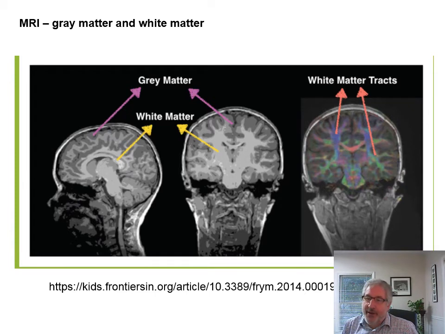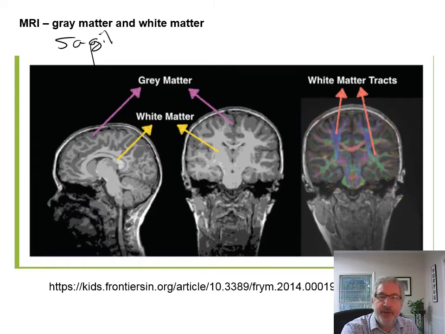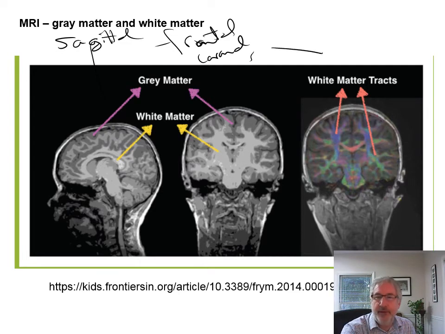And you can also see gray matter and white matter on an MRI. I thought it'd be interesting for the radiology people to see. You can see gray matter and white matter, and so this is a sagittal section, frontal, coronal section here and here. So showing white matter tracks.